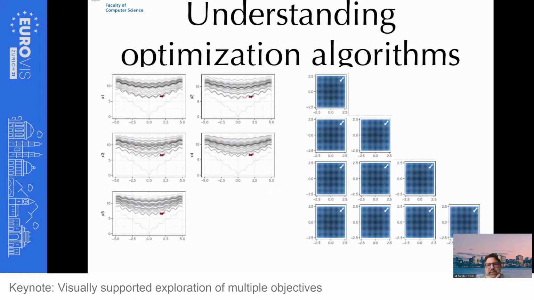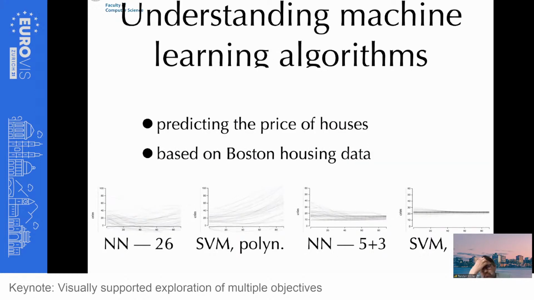Okay, so in this particular case, it gets stuck in a local minimum. So we applied this here, for instance, on a standard machine learning data set, the Boston Housing data set. And we trained a simple neural network with 1 layer and 26 nodes, as well as a 2-layer network with 5 + 3 nodes. We also trained a support vector machine with a polynomial kernel and with a radial kernel.